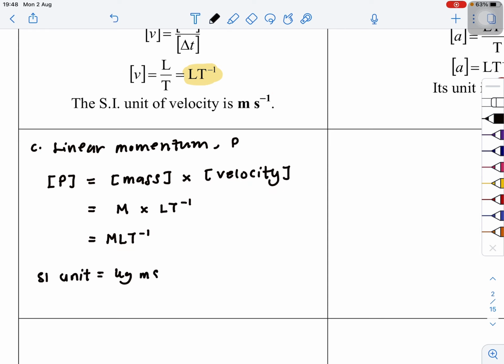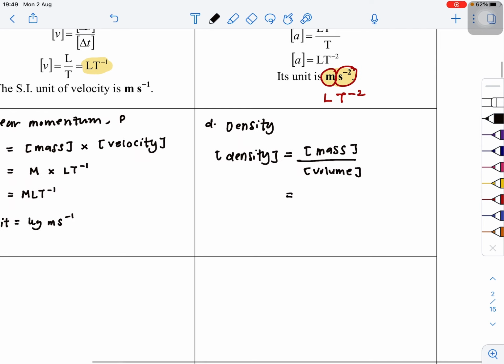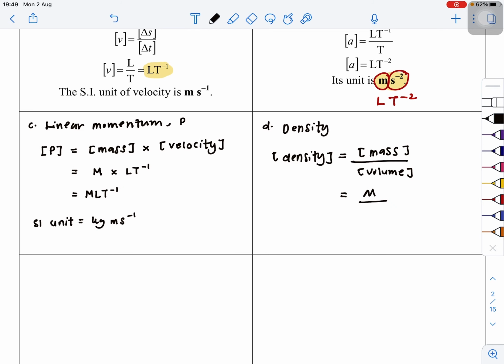Then next one, we need to look at the density. Okay, density. The formula for density, okay, this one kena hafal lah. I'll just give it to you straightforward. Formula dia adalah sama dengan mass divided by volume. Okay, so mass direct dia punya dimension is just M, and then volume ni adalah from the dimension of length actually.